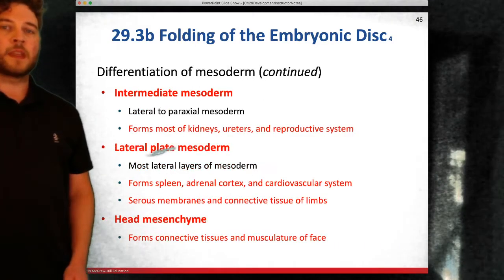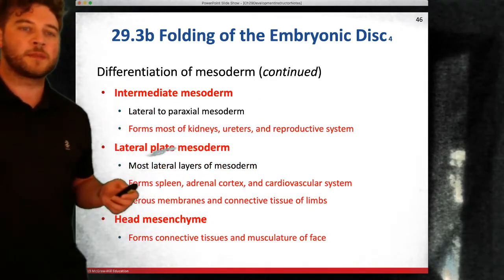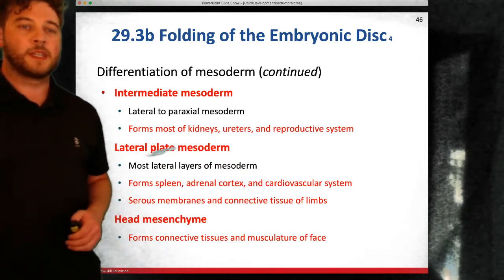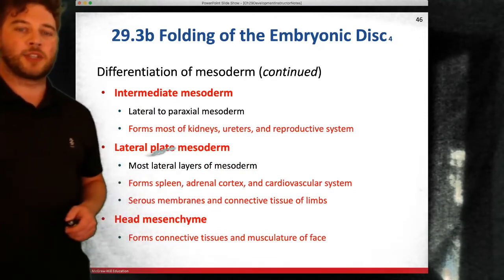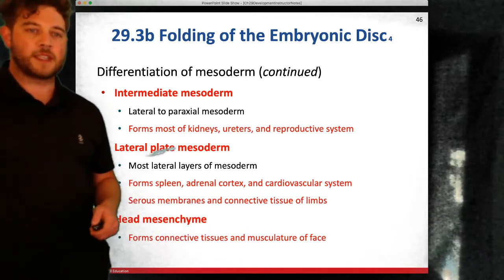Keep on going. The intermediate mesoderm forms most of the kidneys, ureters, and reproductive system. The lateral plate forms the spleen, adrenal cortex, cardiovascular system, serous membranes, and connective tissues of limbs. And the head mesenchyme forms connective tissue and musculature of the face.